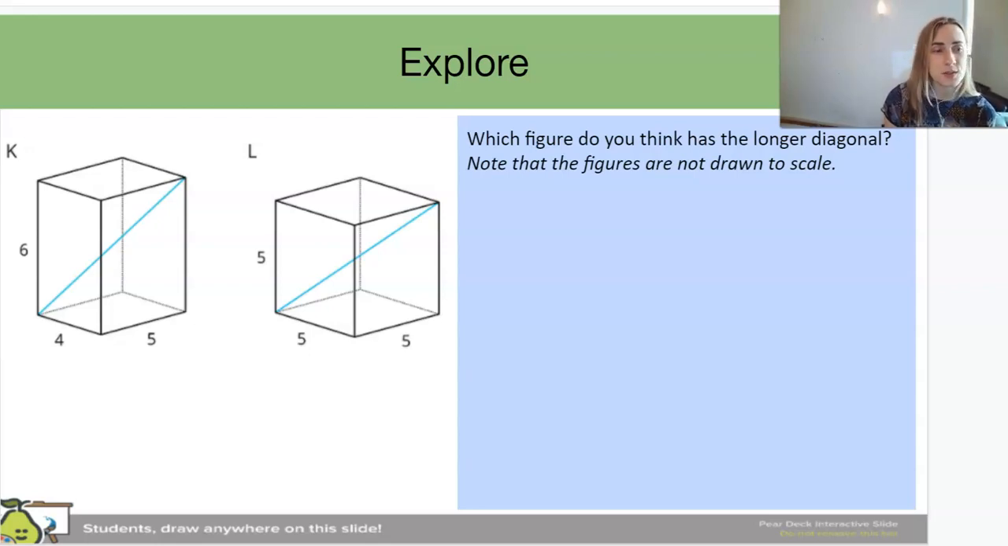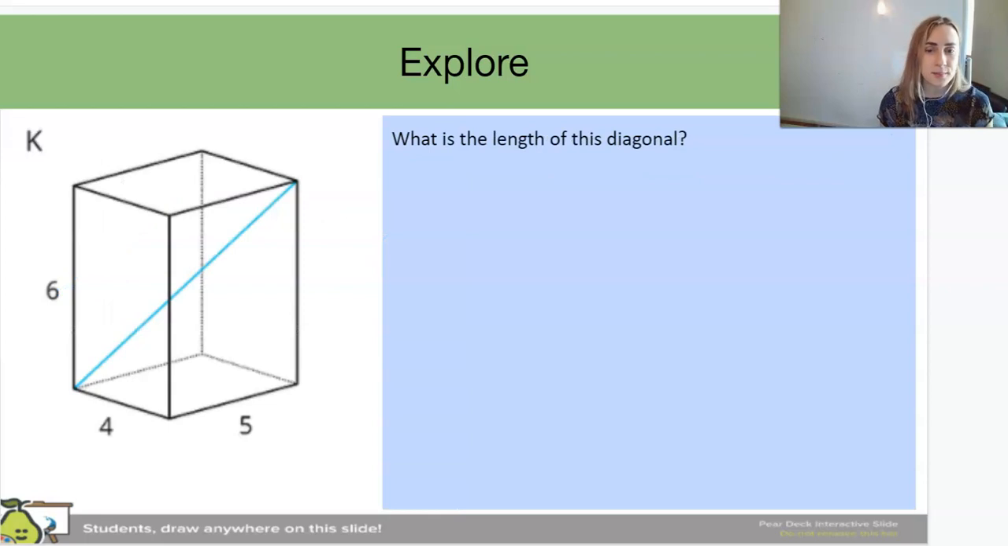So if you're claiming that you think the diagonal for prism K will be longer, you're going to be explaining your reasoning. How do you know? And same for prism L. So double check your work, make sure your evidence is clear, and then we'll move on to the next slide of our Explore section, slide C.